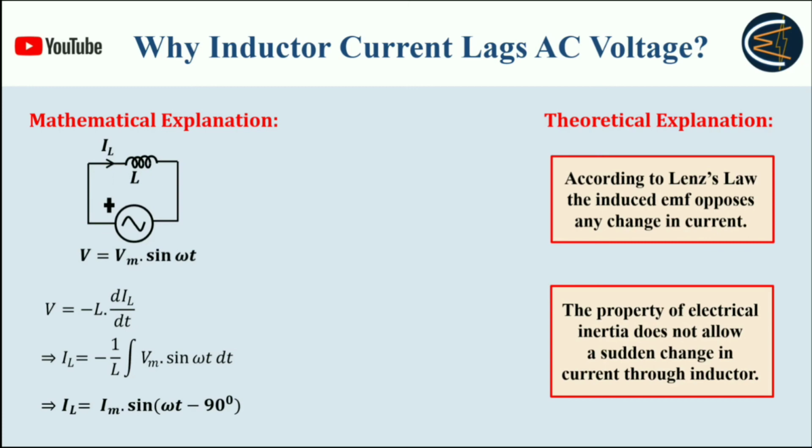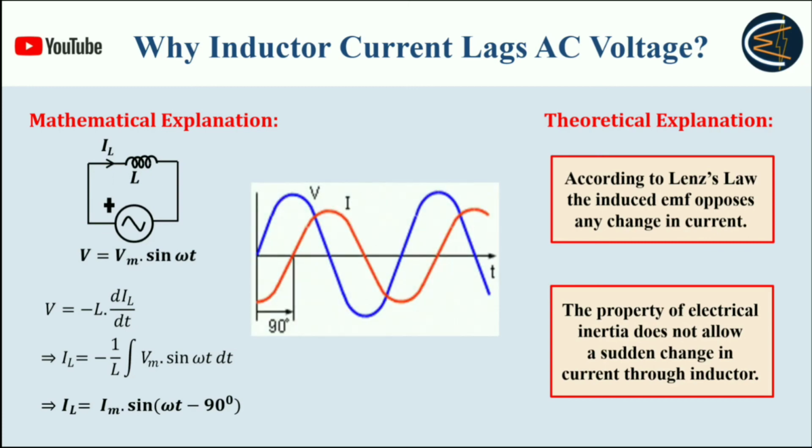As you can see in this waveform, the current is lagging by an angle of 90 degrees with respect to the voltage. So there is a 90 degree shift to the right-hand side, which means the current is lagging. I hope now the concept is clear to you.